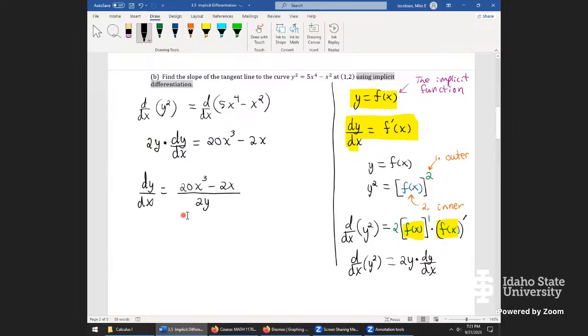This one will simplify. We can divide 2 here, here, and here. So now we can say it's equal to 10x cubed minus x, divided by y. You know, we're just about done. We wanted just the slope of the tangent line, and we wanted it at coordinates (1, 2). I shouldn't put too much stuff in yellow, or this yellow starts to lose its meaning.